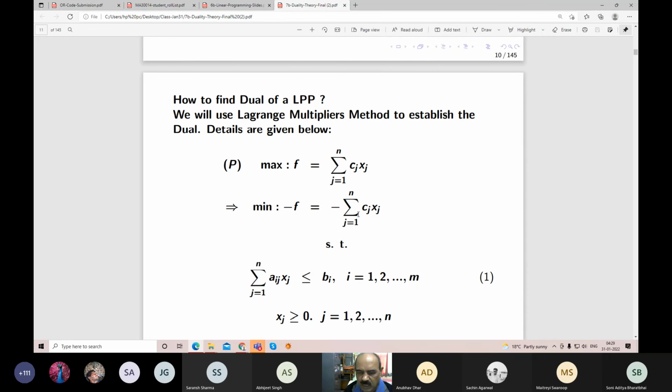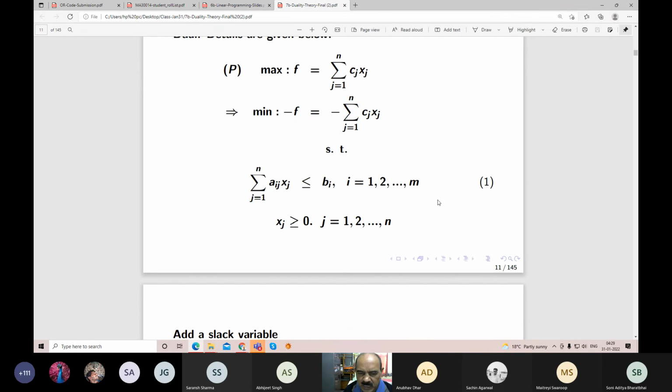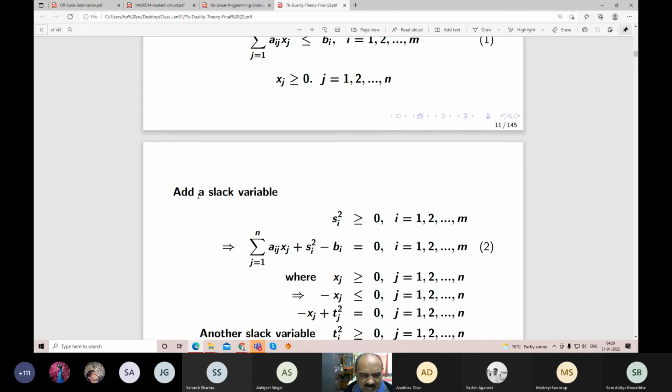Now, these are the constraints. Add a slack variable. The slack variables we write in this form: si squared greater than or equal to 0. If I say si is non-negative, I have to write that si is non-negative. But if I write si as a real number, si squared is always non-negative, so there is no need to state anything else. Yes or no?